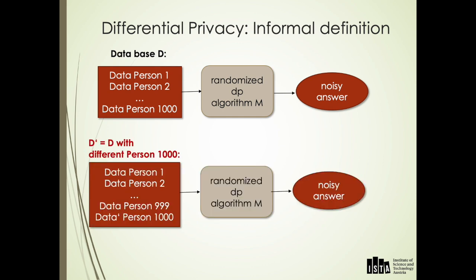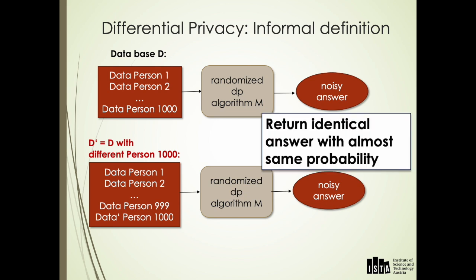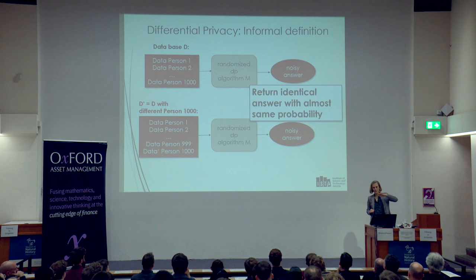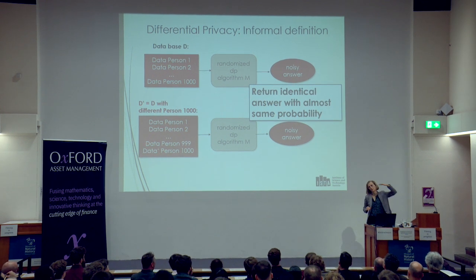And now assume that you have the same database except the last person has changed. There's a new person 1000. Everything else is the same. And now you run the same algorithm on it, and you also get a noisy answer. And now what you want is that you should return the same answer for D and for D prime with almost the same probability.